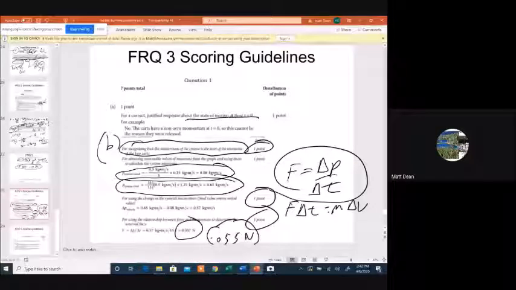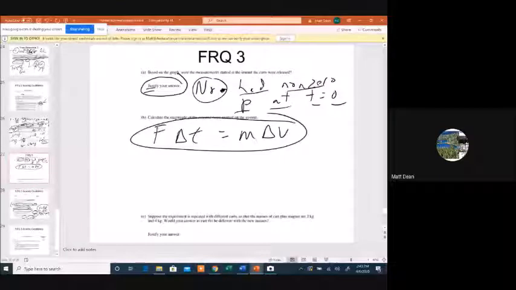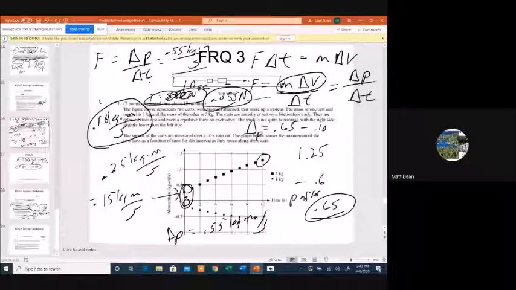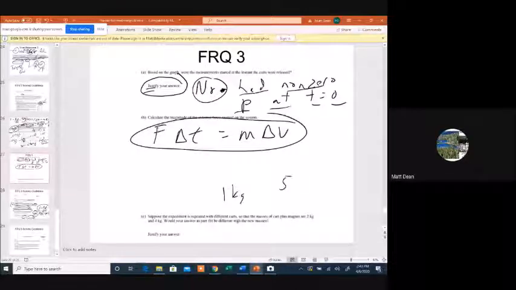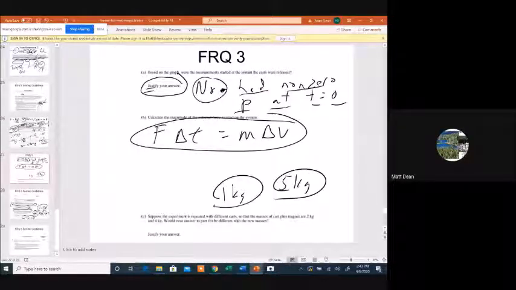All right, let's go back and look at the last part. Part C says, suppose the experiment is repeated with different carts, so that the masses of each cart plus magnet are 2 kilograms and 1 kilogram. Now, if you remember, we started with carts that were 1 and 5. This is what we started with. Now we've got 2 different carts, 2 and 4. Would your answer to part B be different with the new masses?